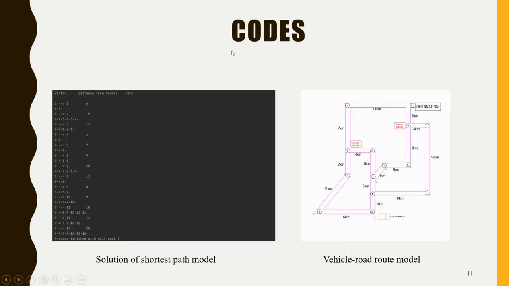Codes. In this project, the Dijkstra algorithm was used as a preliminary study to determine the shortest route, and the closest route was determined by ignoring the vehicle's state of charge. According to the algorithm on the left, the shortest path to follow the nodes is shown in the figure on the right.